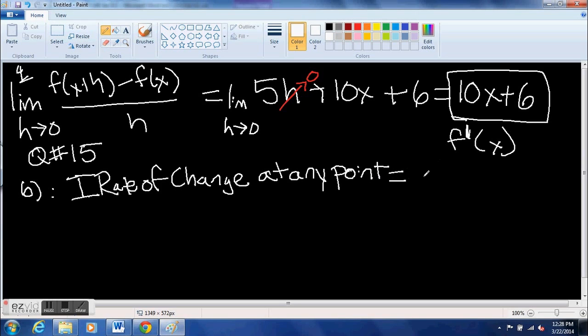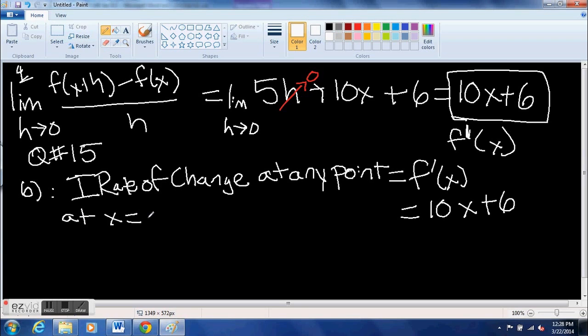That is equal to the first derivative, which is the same thing as f prime of x. In this case, we already found that: it's 10x plus 6. And if we want to do it at the given point, x equal to -2, we can do that. We're just going to plug -2 into this function.